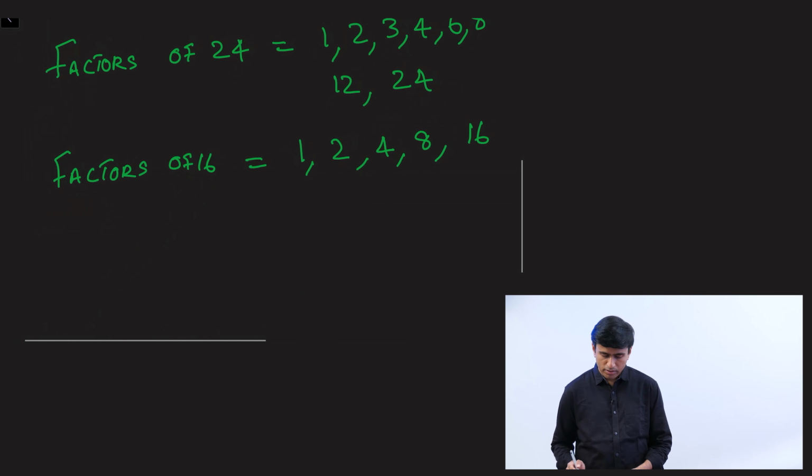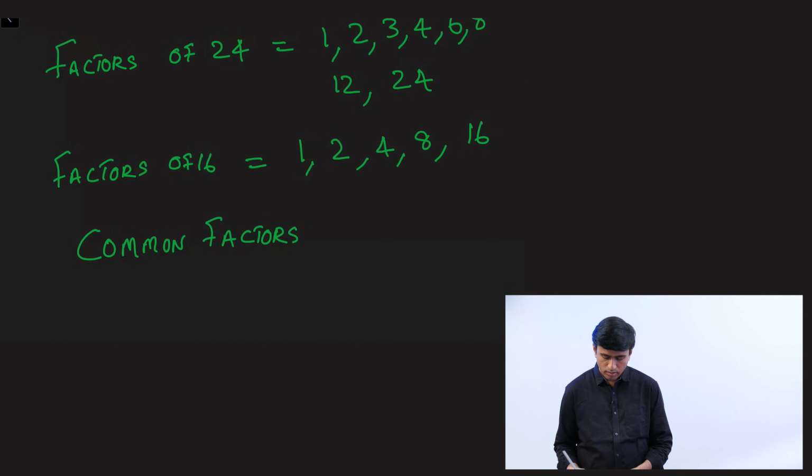The next step is to write down the common factors. What are the common factors? I'm going to circle the common factors. 1 is a common factor. 2 is a common factor. 3 is not a common factor because 3 is not a factor of 16. 4 is a common factor. 8 is a common factor.